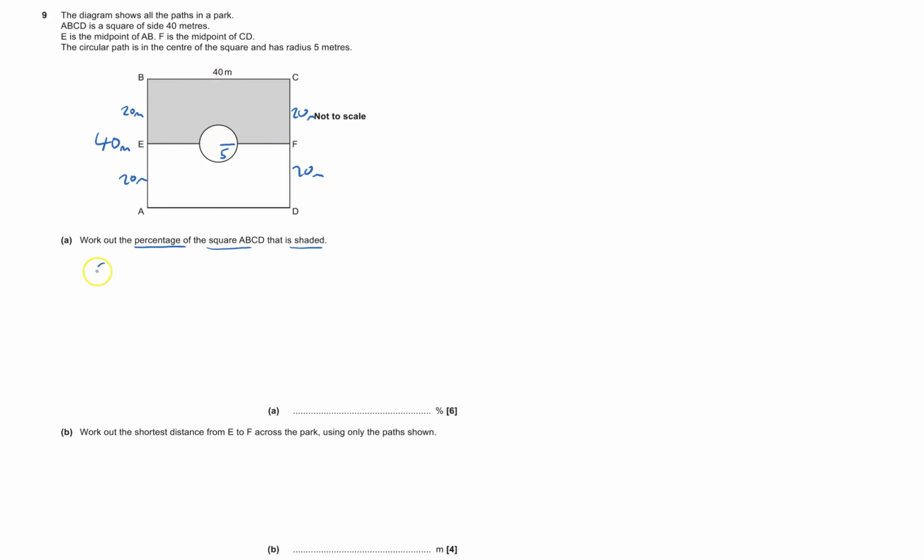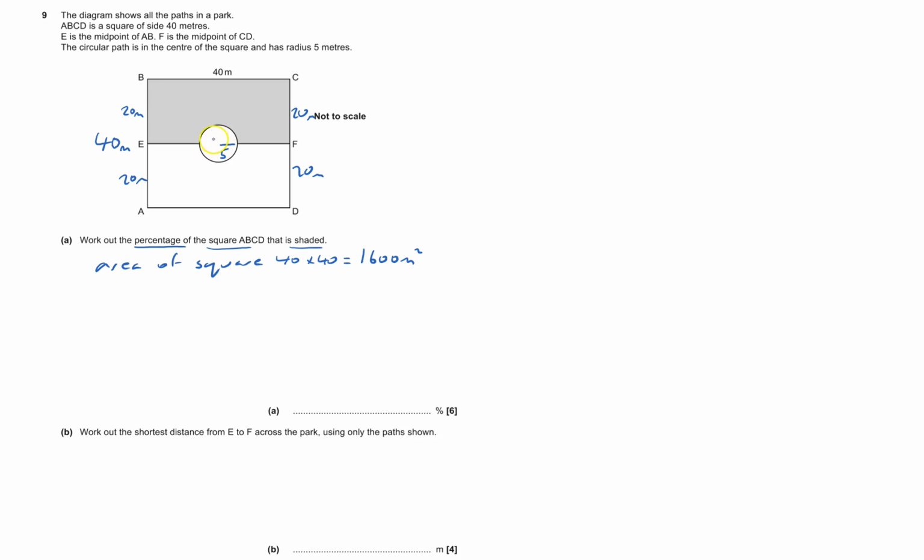So I'm going to find the area of the square first. And as soon as I do this, I'll actually get one of the first 6 marks anyhow. The area of the square is 40 metres by 40 metres. So 40 by 40, that's 1600 metres squared, 1 mark.